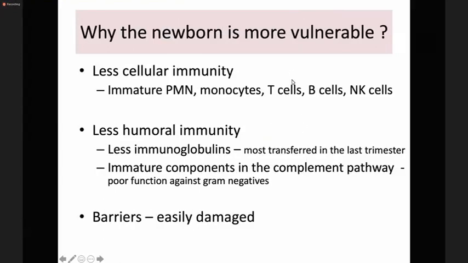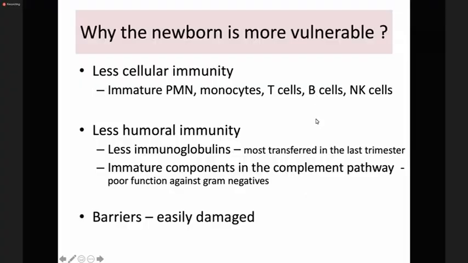So they have less immunity. They have less cellular immunity, meaning their polymorphonuclear cells are immature. Similarly, they have immature monocytes, T cells, B cells, and natural killer cells. Their humoral immunity is also less, right?